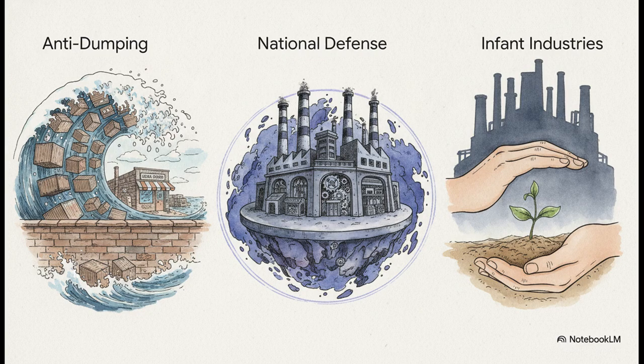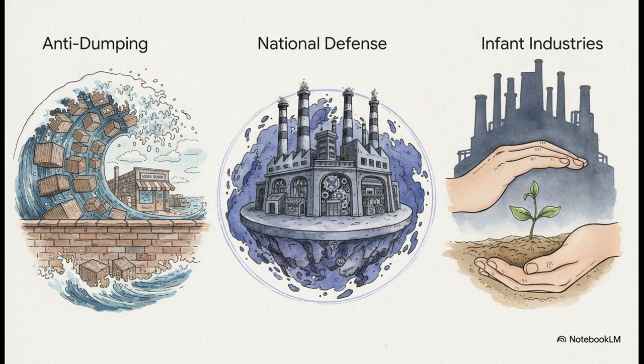First up, there's anti-dumping. This is when foreign producers, like huge multinationals or cartels, try to flood a market with products priced way below cost just to drive local competitors into bankruptcy. Tariffs block that predatory move. Second, there's national defense. A nation simply cannot rely completely on foreign countries for artillery, ammunition, or critical tech, because if a conflict breaks out, those supply chains could vanish instantly.